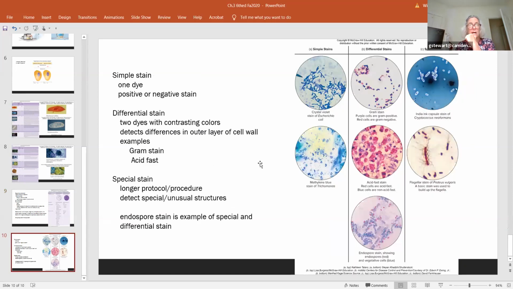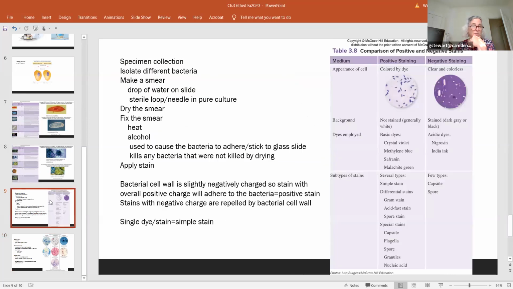Now, it gets a little more complicated. There are other types of stains, okay? So remember I told you one stain, one dye, and they can either be a positive stain or a negative stain. So it can either show, let's go back to this one. It can either show the bacteria themselves having a color, that would be a positive simple stain, or the background being a color. Now, why is that?